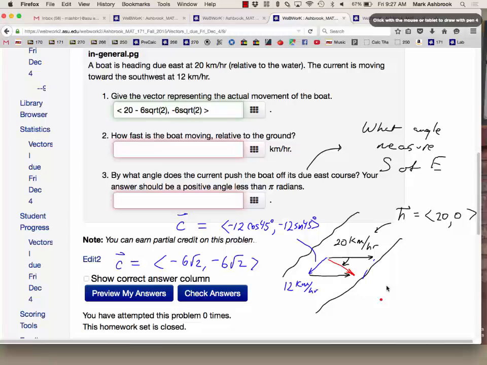So we take that red vector. That's the actual movement of the boat. We know its components, so we make a right triangle out of its components. This is the 20 minus 6 square root of 2, and then the minus 6 square root of 2. How can we get the angle theta?